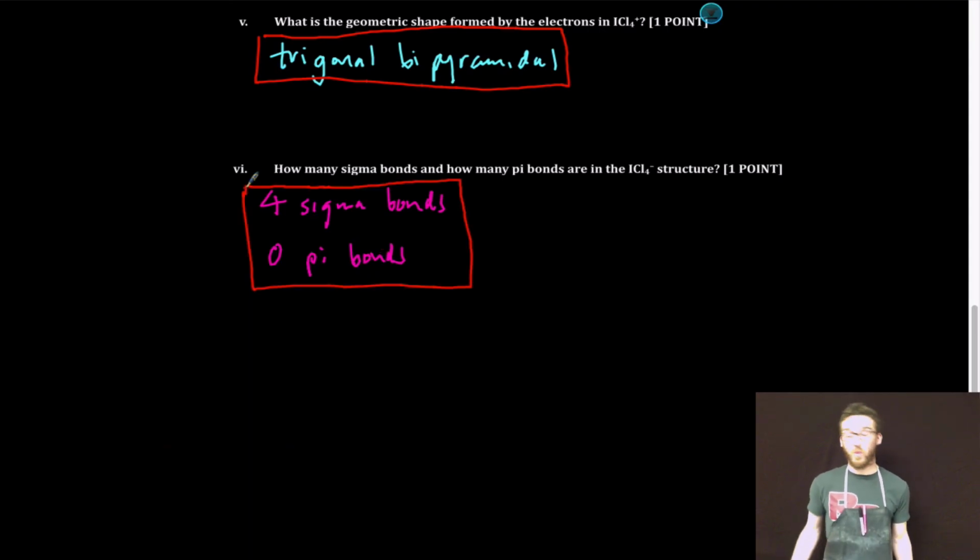Boom. Also, one final point. Don't forget to say 0 pi bonds. You need to be very clear that you're not just leaving it out because you don't know. You know that there are 0, so be clear. You know the College Board. Kinda dense. Alright, and that does it for this vid.